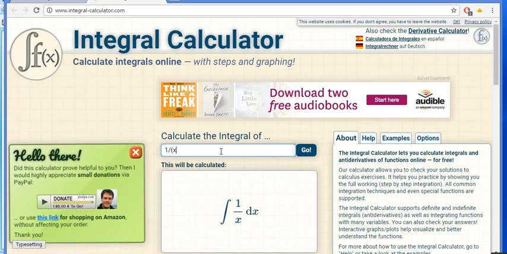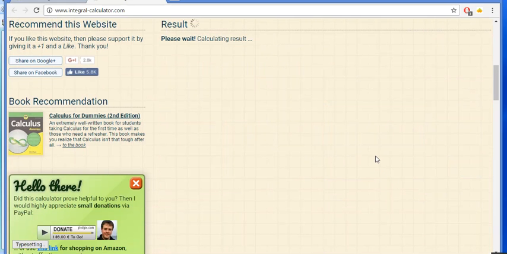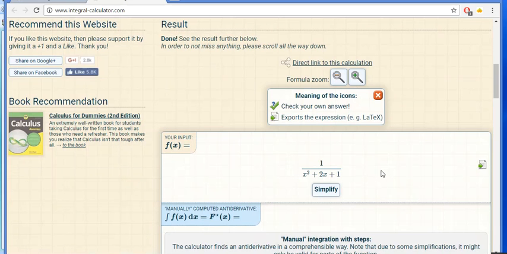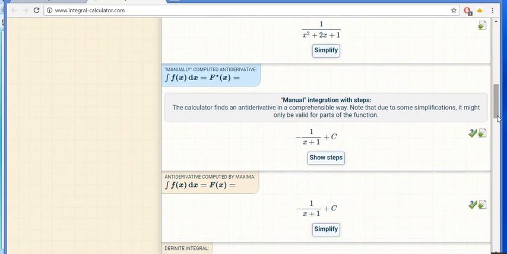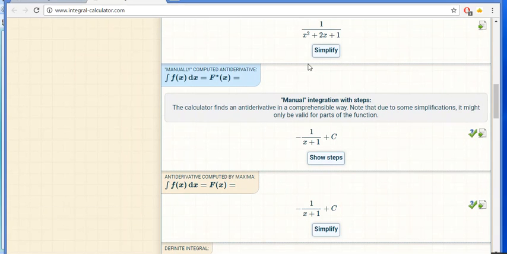So let's do x square plus 2x plus 1. We'll try this. So let's see what answer they came up with. This is the answer they came up with: minus 1 over x plus 1 plus c. And that is a correct answer. We'll see how.